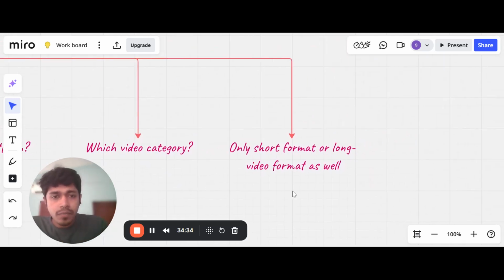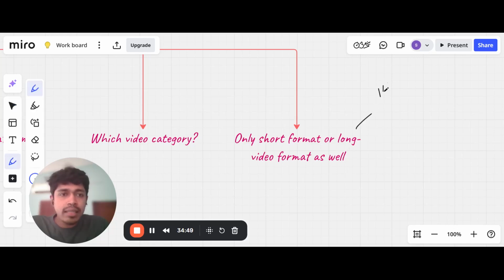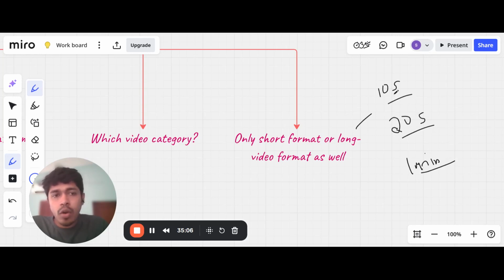Now, another question is whether it is only short form or long video format, right? So probably it is about a short format. And if that is short format, you can still divide it into, let's say, 10-second videos, 20-second videos, right? I don't remember what exactly is the maximum time in YouTube Shorts. Is it 30 seconds or 1 minute? If it's 1 minute, then you can think about this also. Do we see a drop in only one of these categories, or is the drop happening across all three categories? That is another question you can ask, right?